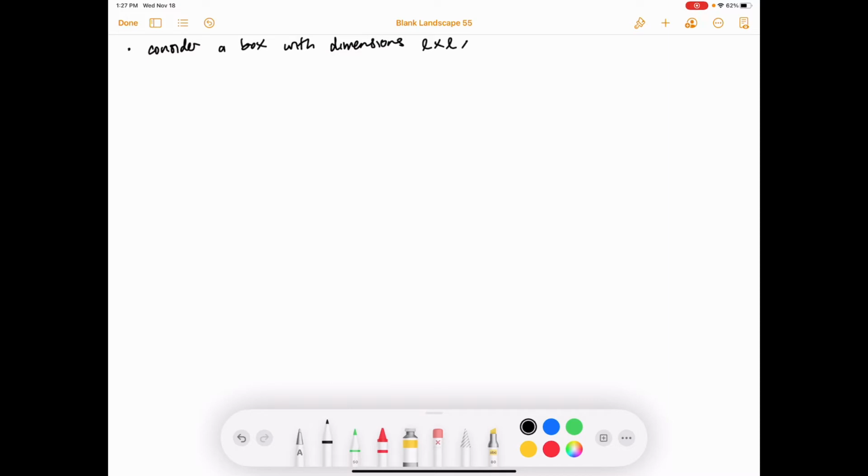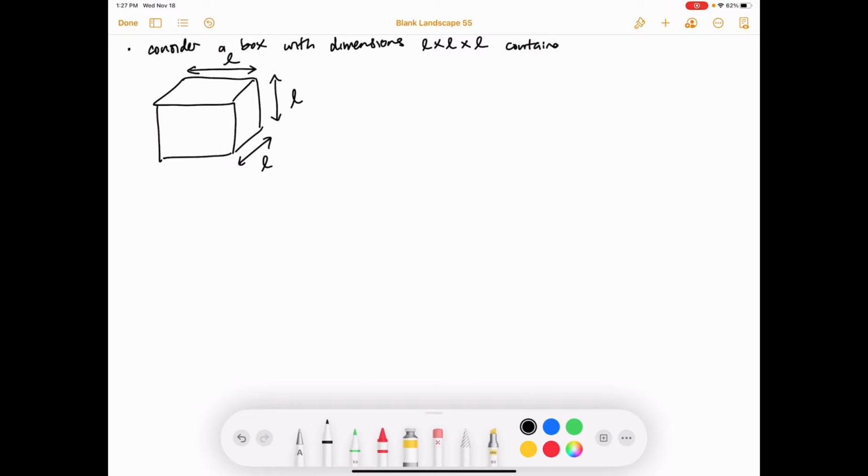L by L by L. So here, let's draw the box. It's in the shape of a cube, and the length along each side of the cube is L. So this length is L, this is L, and then also this is L, okay? Now, the box is not empty. It actually contains a bunch of gas particles. Let's say there are N gas particles, okay? So some very large number of gas particles is filling this box.